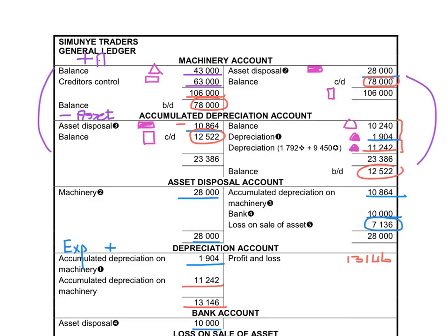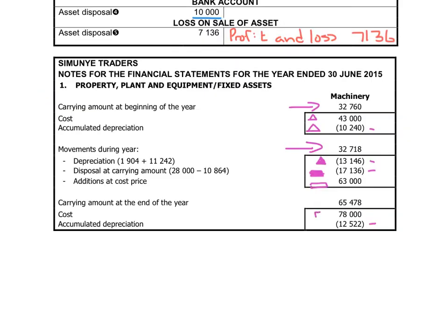The closing balance in my machinery account is 78,000, and my closing balance in the accumulated depreciation account is 12,522. I will show those two figures as my closing balance at cost and accumulated depreciation, subtract them from each other to determine what is the carrying amount at the end of the year. Then I can check myself to ensure that I didn't make mistakes. So if I take the carrying amount at the beginning of the year plus the movements during the year, it must also give me 65,478.